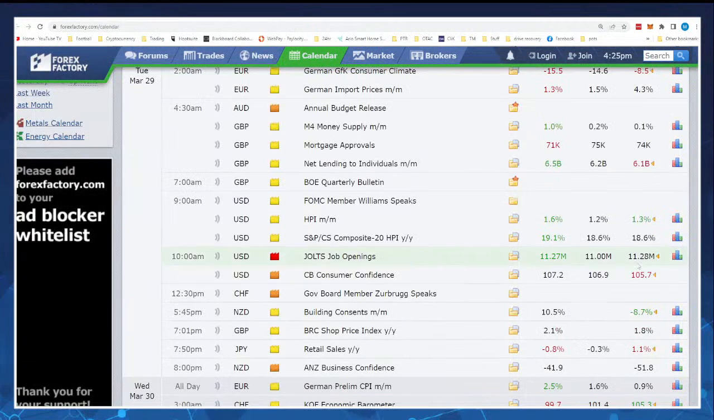So you can see here the previous number for JOLTS job openings, meaning positions available for people to take, was 11.28 million. Expectations were that we were going to drop to 11 million. Well, we dropped, but nowhere near expectations. This is actually a relatively positive sign. That means that there's plenty of opportunity for people to get back to work.